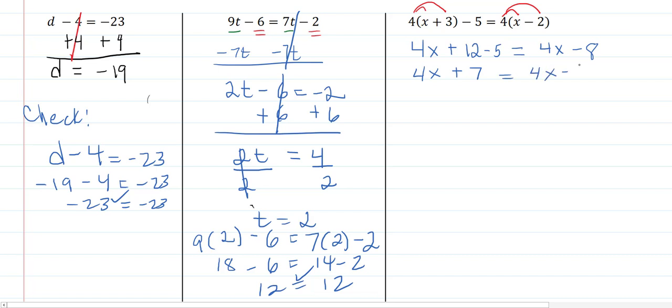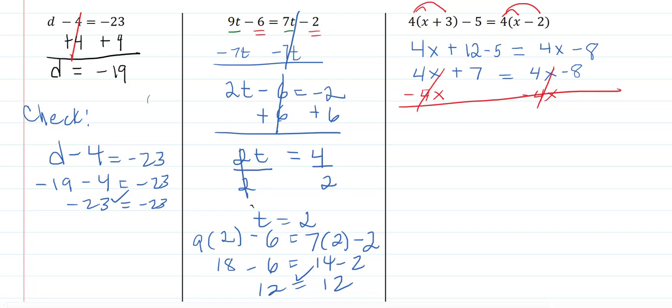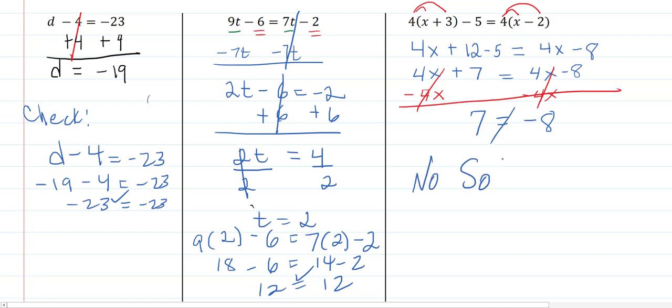And now what I want to do is I want to move and put all the x's on one side. Well, if I move this 4x by subtracting it on both sides, notice what happens. So this can happen every once in a while, which you're left with 7 equals negative 8, which of course is not true. So this would be an equation that actually has no solution.